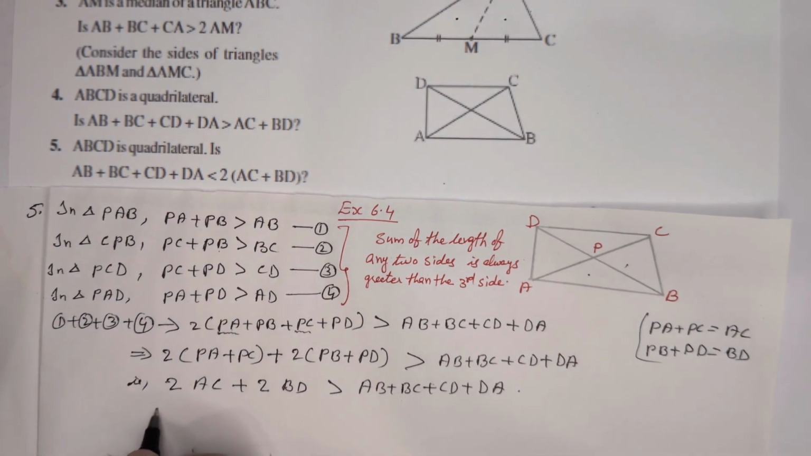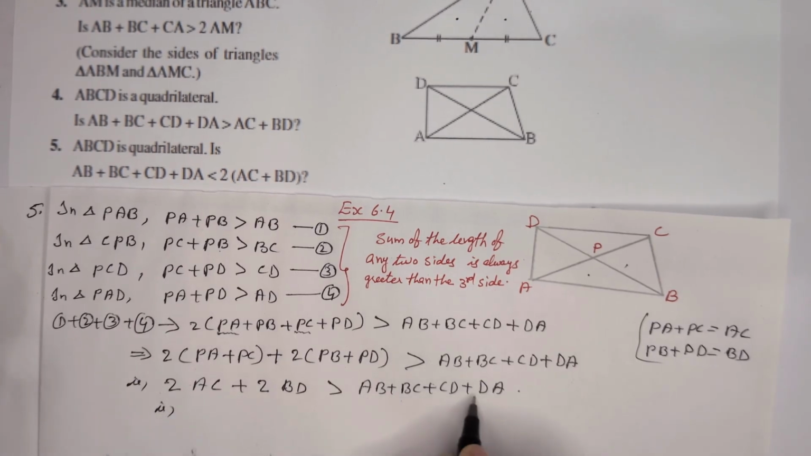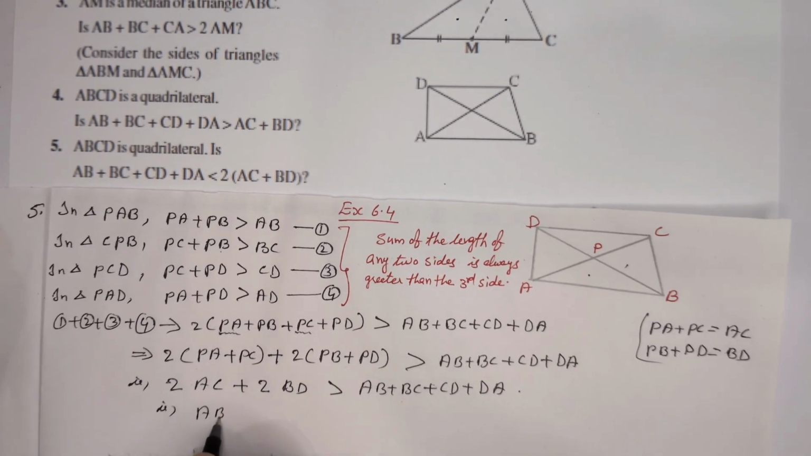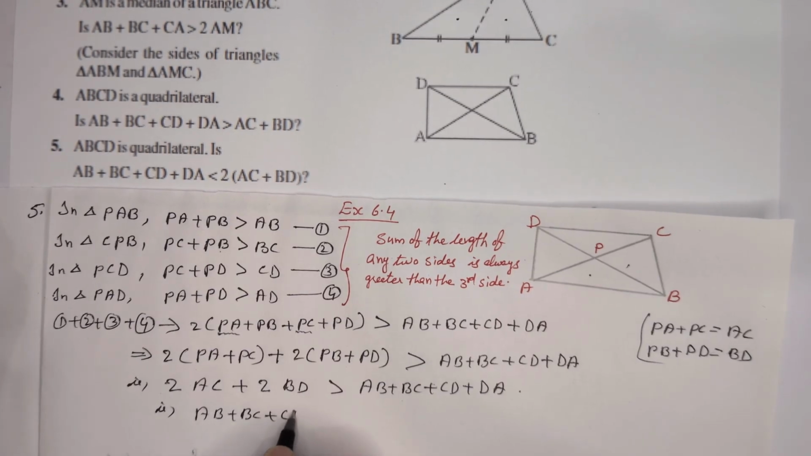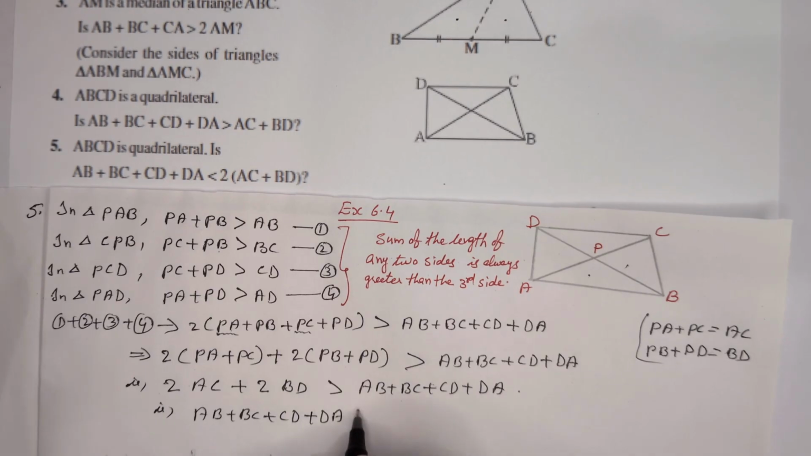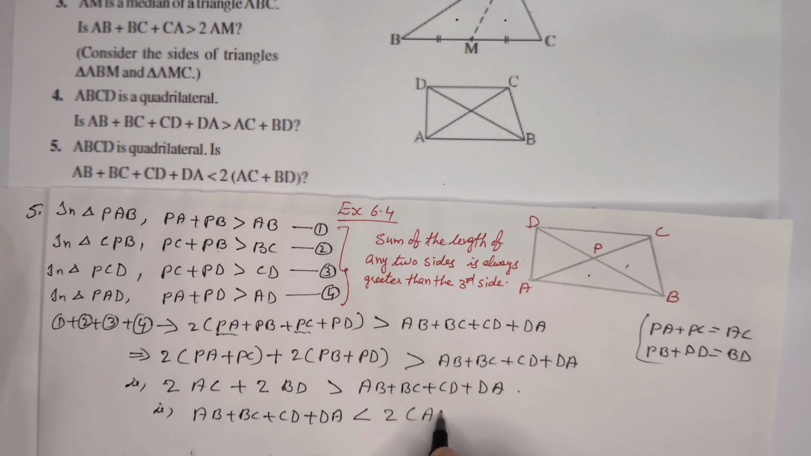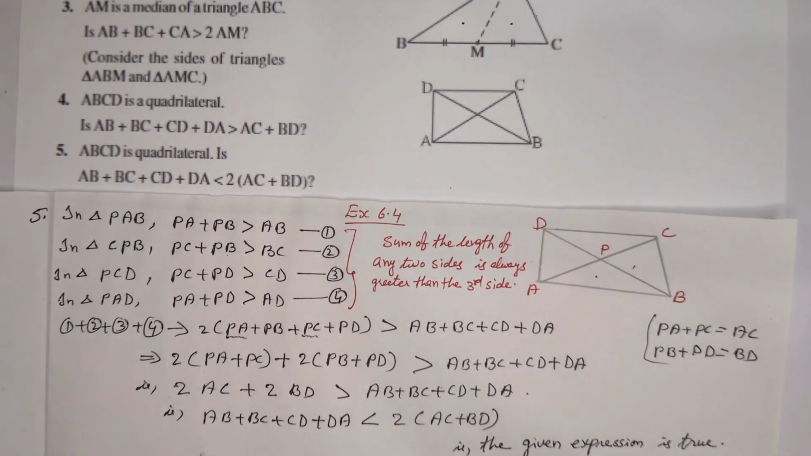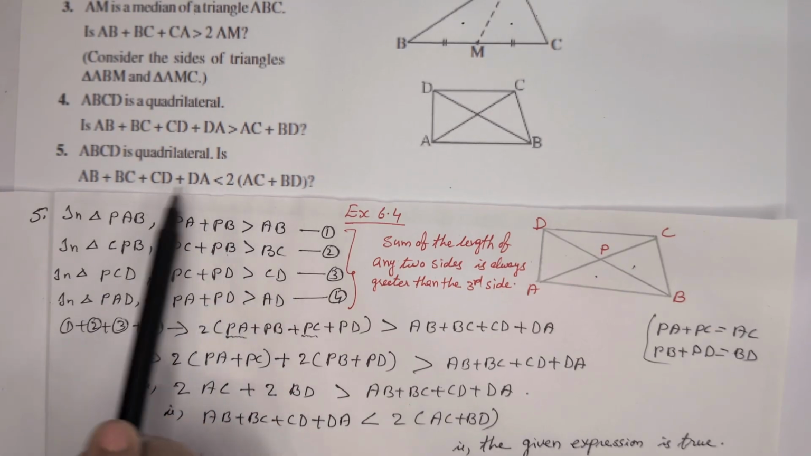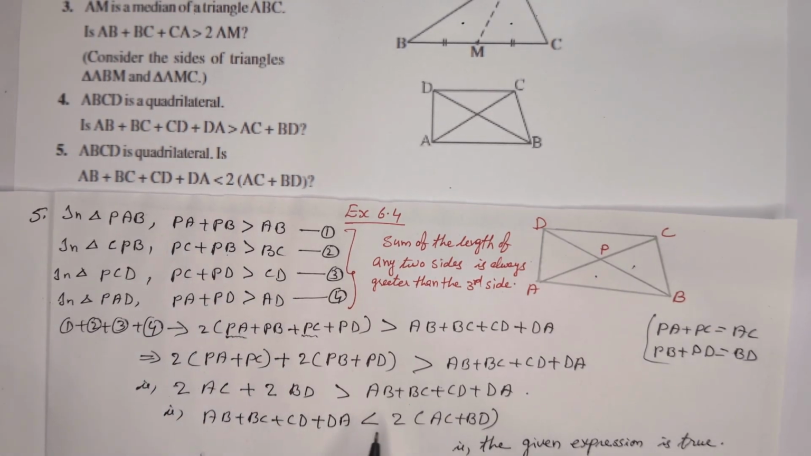That we can write as, if we are taking this side first, AB plus BC plus CD plus DA, that is less than, the sum of the sides is less than 2 times of AC plus BD. That's the question to prove. We prove that. So we can write the conclusion: the given expression is true, the given expression is correct.